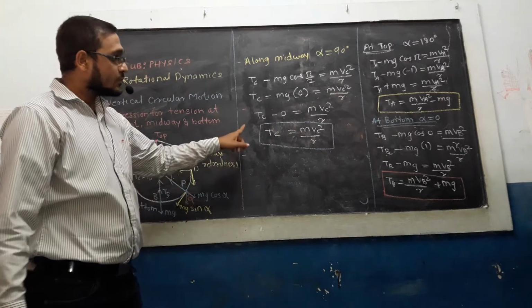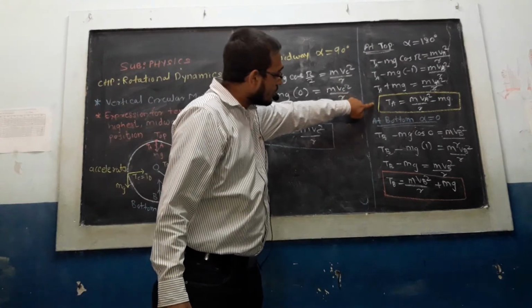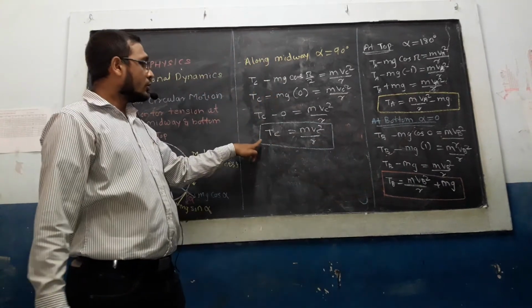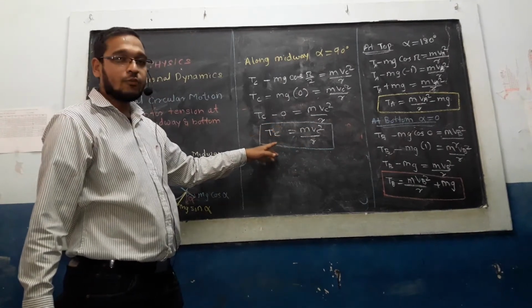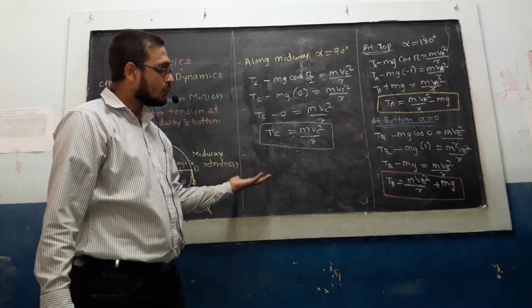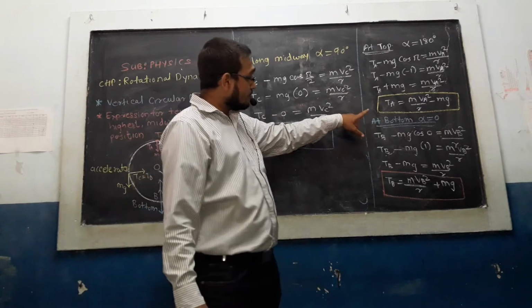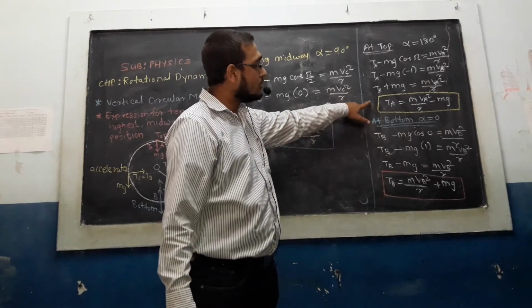So these are the expressions for the tension at the highest point, along the top, at the lowest point, that is at bottom, and along the midway. Now if you see these three expressions, what can we conclude from this? At what position is tension highest and at what position is tension lowest? From here we can say that tension is highest at bottom and lowest at top.